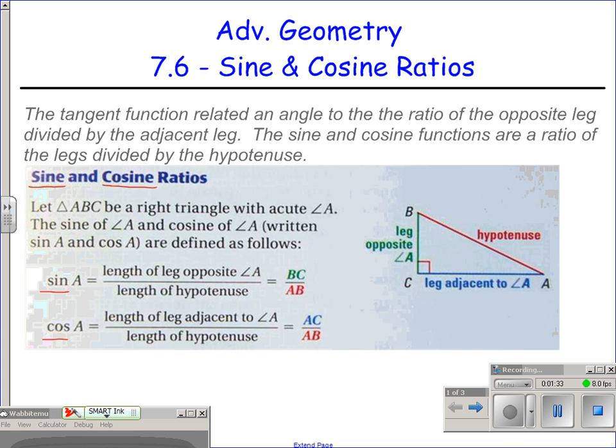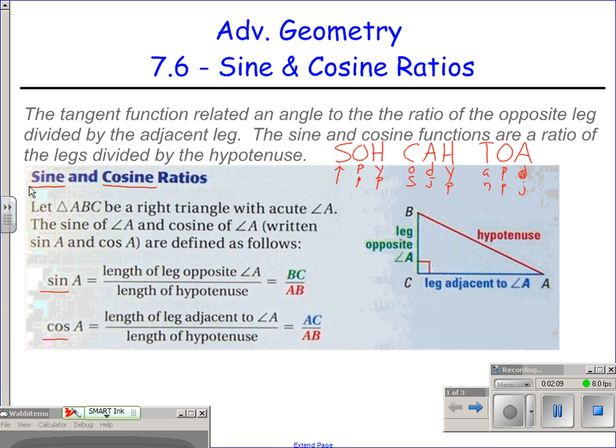Now, there is one of those things that helps you remember stuff. I forget what they're called, but it is called Sohcahtoa. The sine function is the opposite over hypotenuse. The cosine function is the adjacent over the hypotenuse, and the tangent function is the opposite over the adjacent.